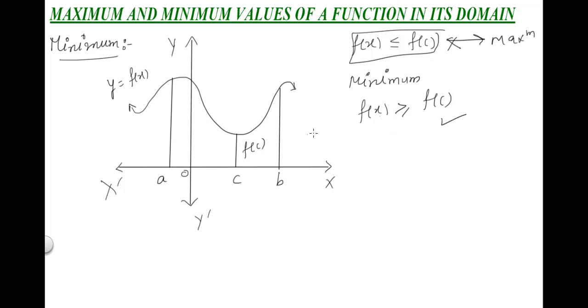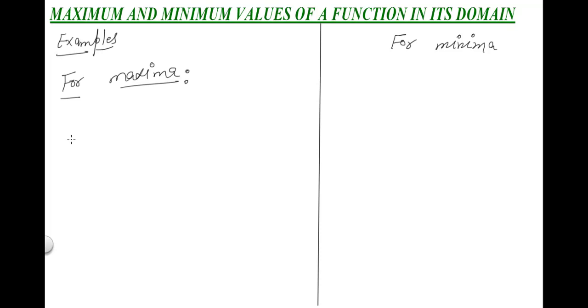So for minimum, the values of the function at the points x lying between a and b, at all these points the function value will be greater than the value of the function at point C. Hence point C is the point of minimum. Suppose now we take an example for maxima.